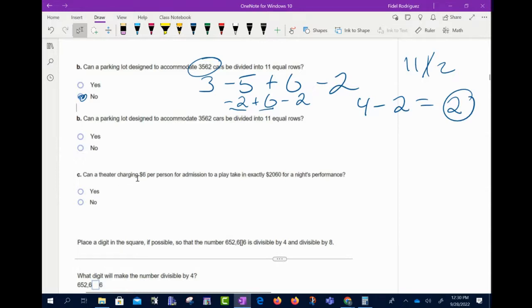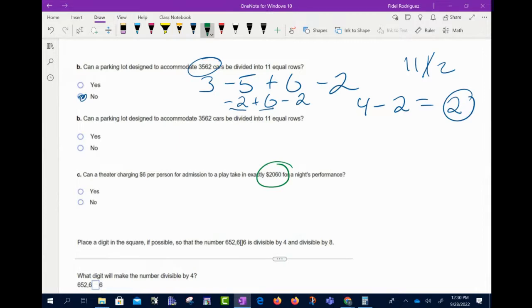And it says, can a theater charging $6 per person for admission to a play take in exactly $2,060 for a night's performance? Okay, what they're asking me to do here in this problem, y'all, is does 6 go nice and neat into that number?